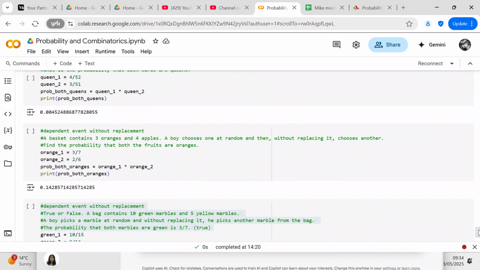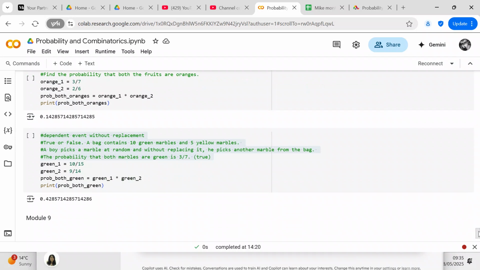So we have another dependent event without replacement. A basket contains 3 oranges and 4 apples. A boy chooses one at random and then, without replacing it, chooses another. Find the probability that both the fruits are oranges. So orange 1 is 3 divided by 7, and because it hasn't been replaced, orange 2 is 2 divided by 6. Probability of both oranges is orange 1 times orange 2, and it's 14.28%.